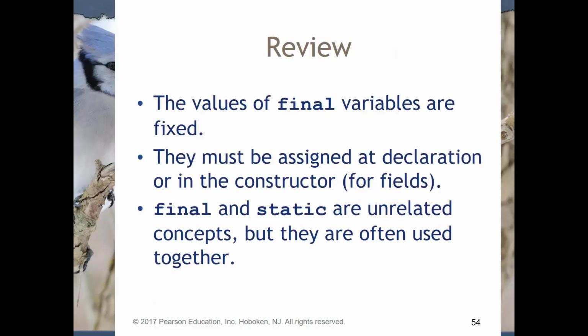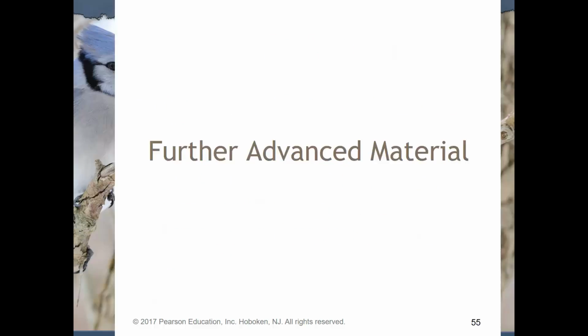The values of final variables are fixed, and others are set once. They must be assigned at declaration or in the constructor. That's very important. Final and static are unrelated concepts, but they're often used together. It's rare that I see them separate. I'm trying to think of an example right now, and I can't come up with one.